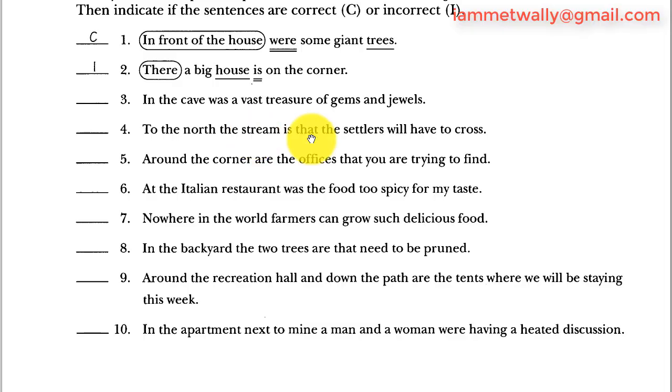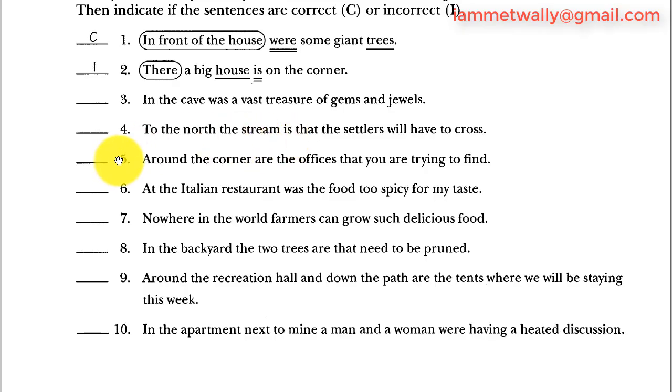As you can see here, that is the adjective clause that talks about the noun that it precedes, and I don't have a noun here, so I have to have the stream. And to the north is very important information, so it should have been to the north is the stream. Why? Because I'm going to define extra information to talk about which stream I'm talking about in the second adjective clause, that the settlers will have to cross here. So this sentence is incorrect, because this to the north place expression is very important, so I should invert is with the stream.